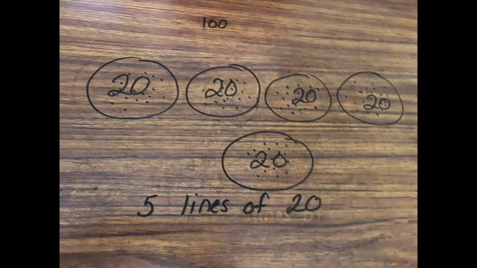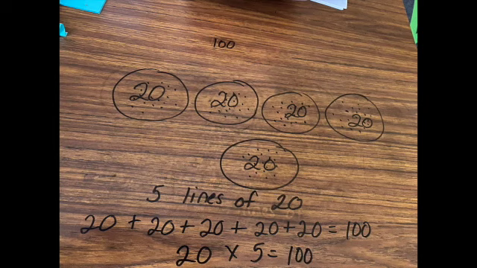Again, I'm going to make 5 groups, and then I made sure that 20 was in each group. When I have that 20 plus 20 plus 20 plus 20 plus 20, when I add that 5 times, of course we get 100. And then that's the same as saying the number sentence 20 times 5 equals 100.